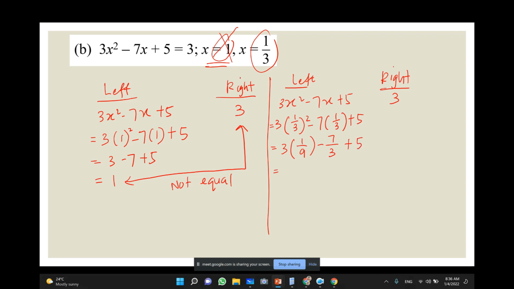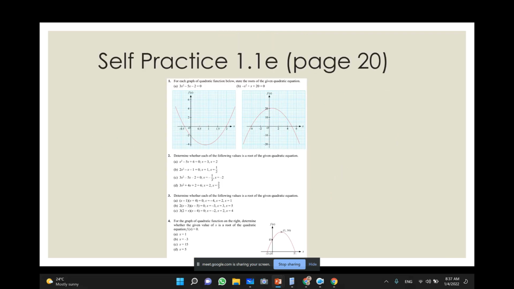So this part here, you can simplify it. 3 times 1, 3. 3 times 3, 9. So it is 1 over 3 minus 7 over 3 plus 5. How much is 1 over 3 minus 7 over 3? Negative 2. Yes, negative 2 plus 5, so the answer is 3. So they are equal, right? Equal, meaning that this is the root of the equation. Very good. Understand or not? Yes. Okay, so finish already.